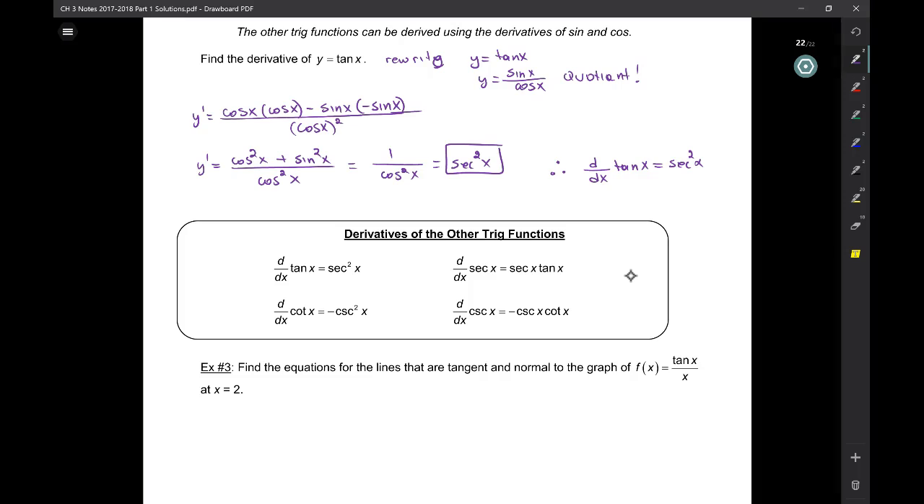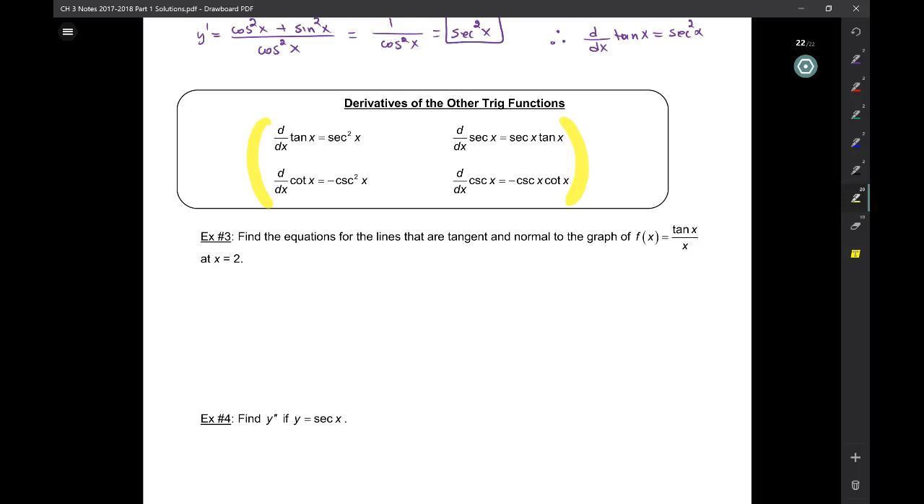Okay? Huh? Yeah, I mean, no, I'm just saying, like, that's the derivative. So now, similarly, you could find all the other derivatives here. Yeah.